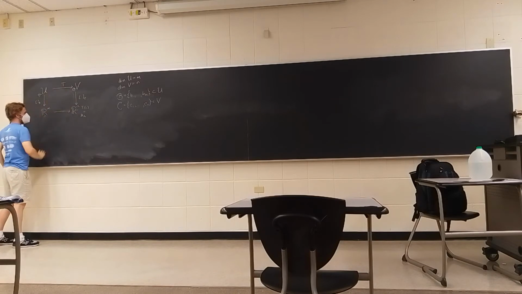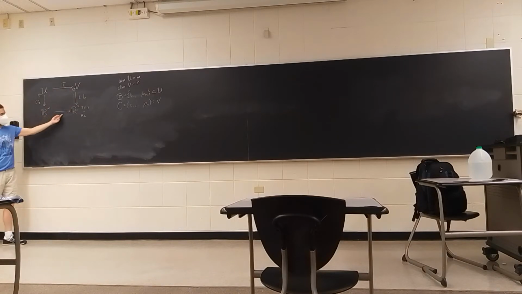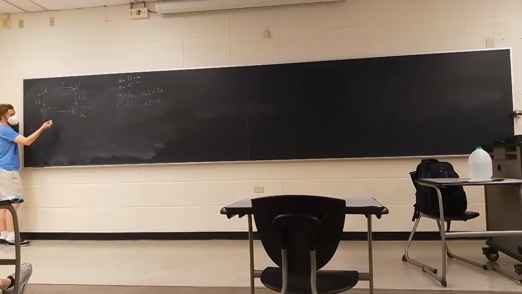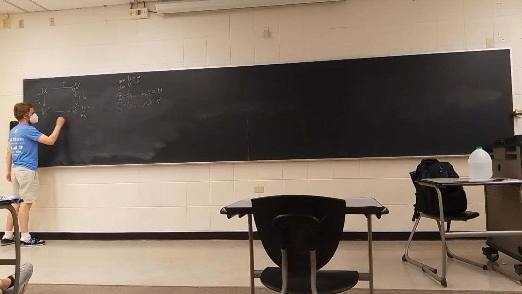So of course, if we have a linear transformation from Rm to Rn, then there's a corresponding matrix that we can represent this by, matrix multiplication. The book just calls that M.